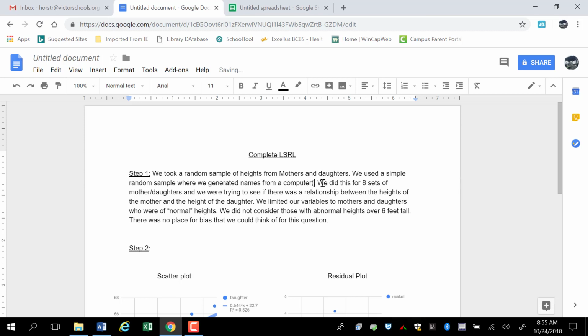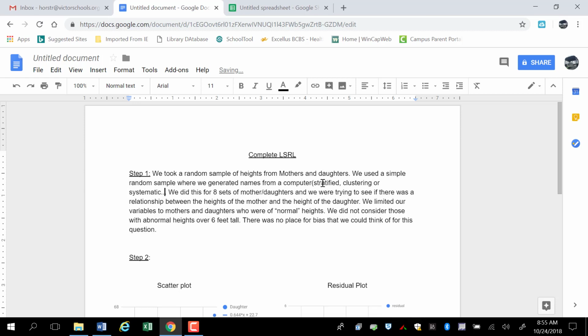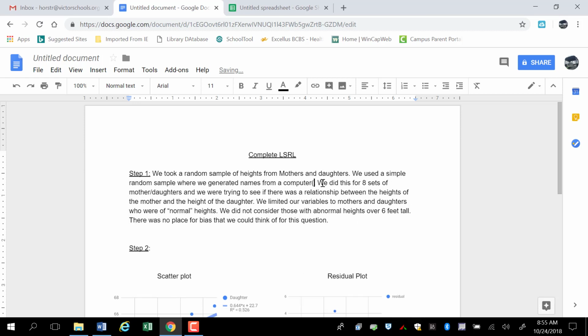Just a quick note, you could do stratified, clustering, or systematic as well. So when you are doing your own, you're probably going to have to use one of those. But keep in mind, I just chose this one for simplicity, to just use a simple random sample with a computer. We did this for 8 sets of data with a mother and daughter, trying to see if there's a relationship between the heights of the mother and their daughter.